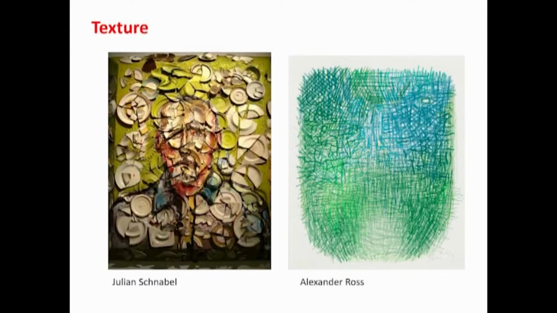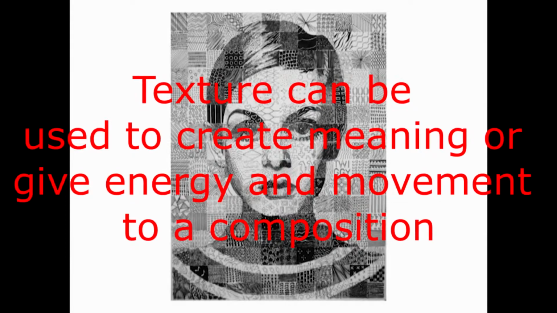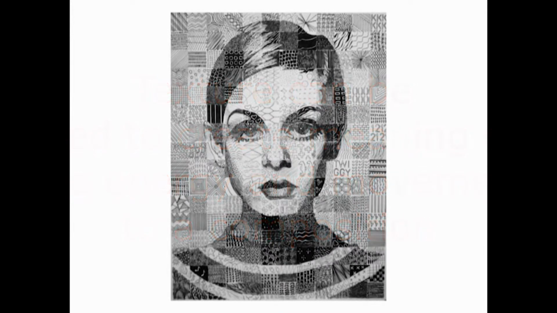Texture. We have actual texture on the left with Julian Schnabel plastering the plates with Bondo to the surface, the substrate. And no matter what he paints over the top of it, it's always going to feel fragmented and broken up. And then you have the invented texture using a crayon or a colored pencil by Alexander Ross that conveys yet another layer of meaning. And there's a lot of different textures out there that can create meaning, and using symbols and letters and words, and this is full of them.